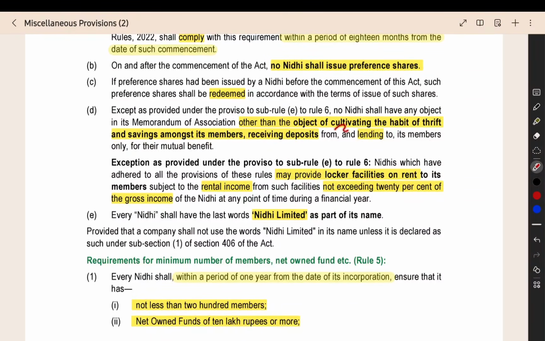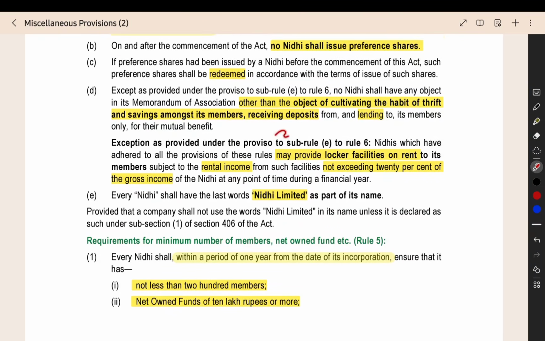The objective should be cultivating the habit of thrift and savings amongst the members. The objective should be to get deposits from the members, give loans to the members, and improve the savings capacity of the members. You have to create wealth for the members. So deposit and lending only from them, for their mutual benefit.